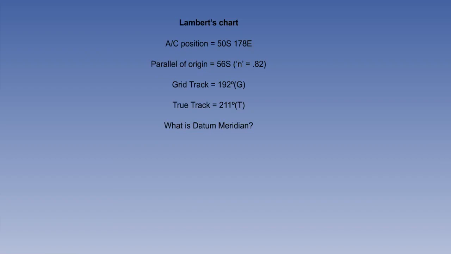The aircraft position is 50 south, 178 east. The parallel of origin is 56 south, and its sine is 0.82. The grid track is 192 and the true track is 211. What is the datum meridian? So, we need to find the change of longitude between the aircraft position, which we know, and the datum, which we don't. So, the first question is, what is the convergence?